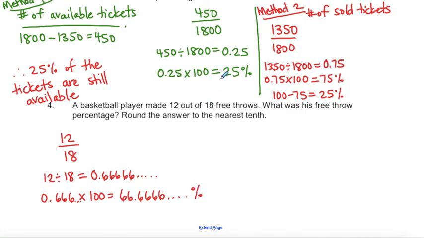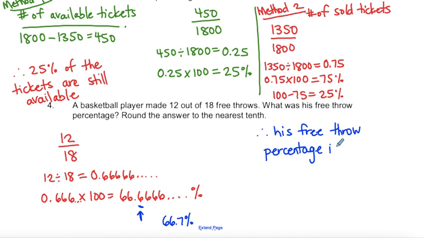That's percentage, but I want to round this to the nearest tenth. So I have to look, okay, there's my digit in the tenth place value. The number beside that is greater than 5, so this has to be rounded up. So it becomes 66.7%. So my therefore statement is, therefore, his free throw percentage is 66.7%.